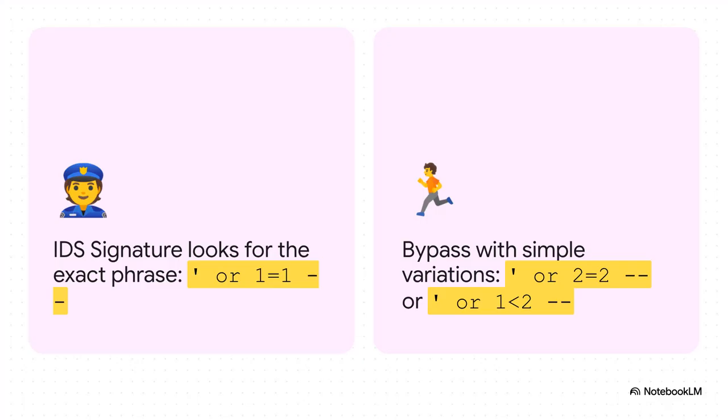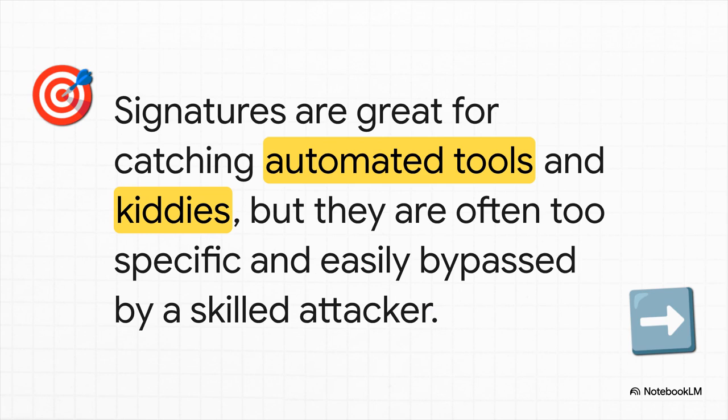So a basic security system, right? It might be programmed to look for the exact phrase, or 1 equals 1. But an attacker is never going to be that obvious. They'll just use or 2 equals 2 instead. Same result. Or a math statement like or 1 less than 2, which is always true. They can even use weird comments to break up the attack string, making it totally invisible to a signature that's looking for a specific pattern. And this is the whole point. This constant evolution is why cybersecurity isn't about building one perfect, impenetrable wall. It's an endless game of adapting to an opponent who is always changing their tactics.